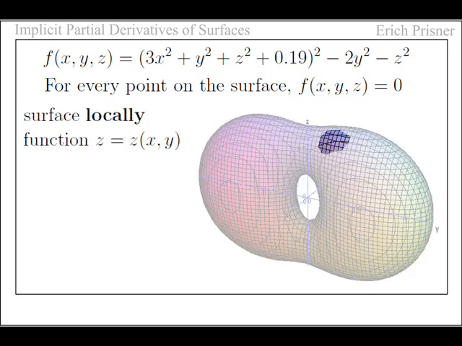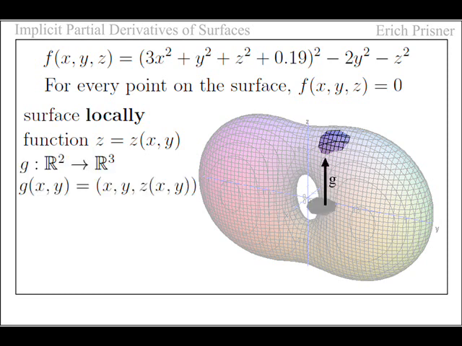If you just look at a very small piece of the surface, it probably passes the vertical line test. Then the surface can be described locally by a function c equals c of x, y, whose formula we don't know. We would know it if we could solve the equation above for c, but very often, and in this case actually, this is algebraically impossible.